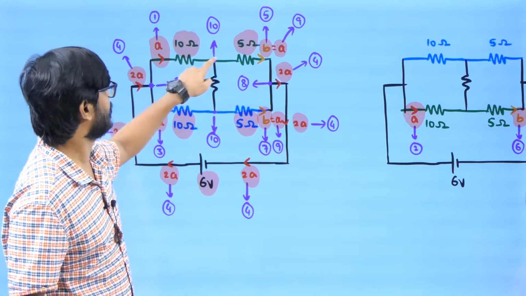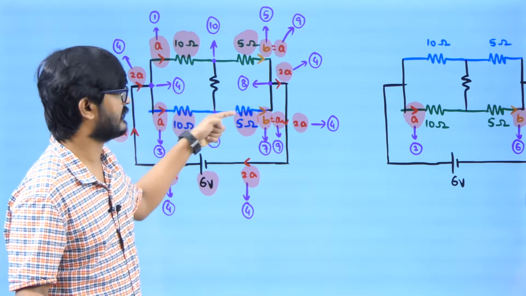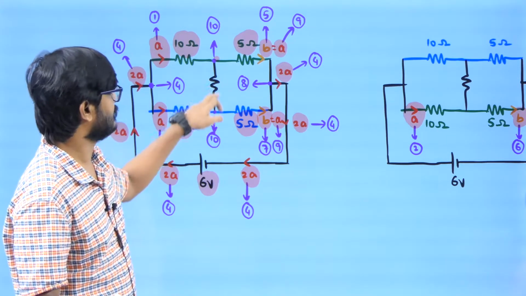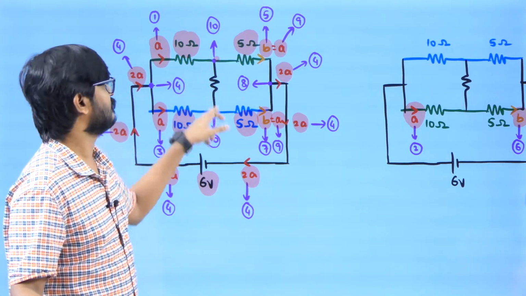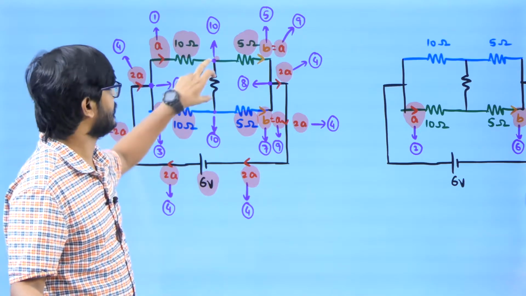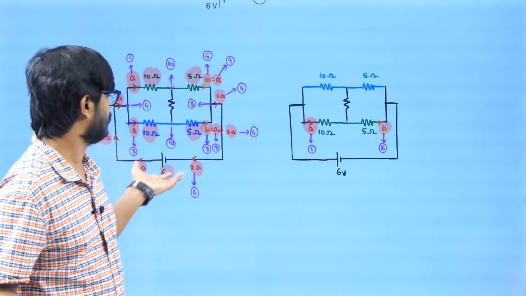So what is the incoming current for this point? A. What is the outgoing current? A. What is the incoming current for this point? A. Outgoing current is A. So what can I say? No current will be flowing through this resistor, because incoming current is already equal to outgoing current. What does it mean that no current is flowing through this resistor? These two potentials must be the same. So if no current is flowing, what can I do? I can remove it, right? This is what I will be employing in further questions.